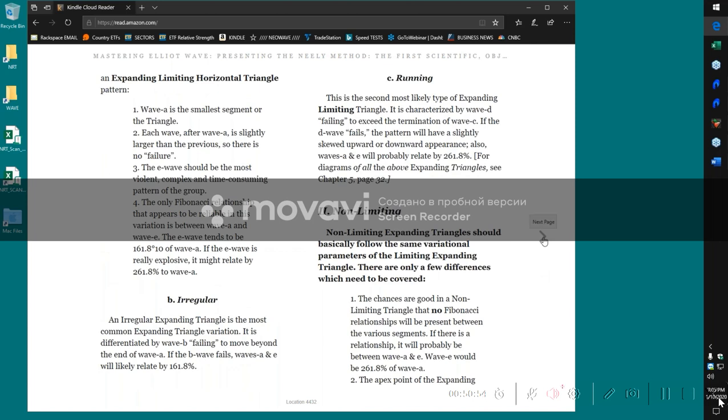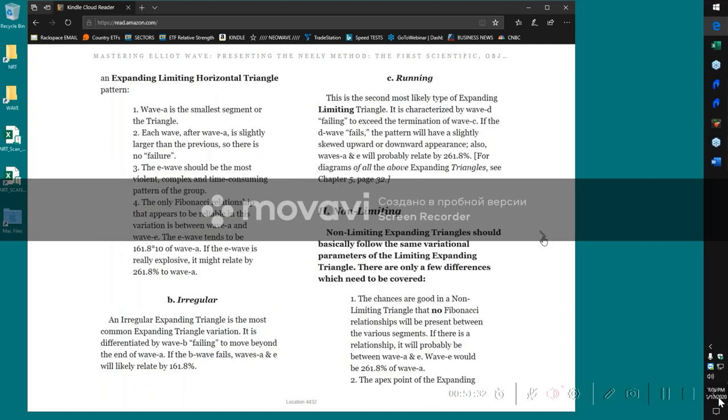I really wouldn't waste any time with limiting and non-limiting expanding triangles, because it's very rare for them to happen in almost any position except the B wave of a flat. I guess they can happen in some complex formations, at the end of complex formations, like a zigzag, an X wave, and then an expanding triangle. But expanding triangles that continue a trend are very rare. It will normally only be the B wave followed by wave C. Otherwise, it's going to be the end of something and the start of something new, typically.